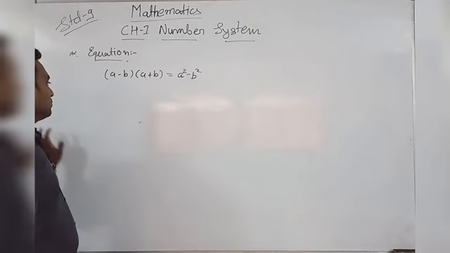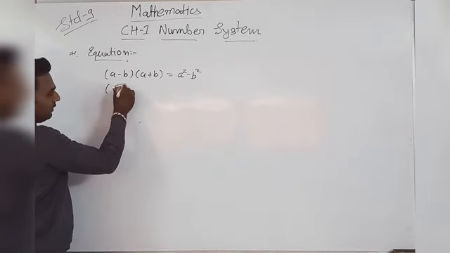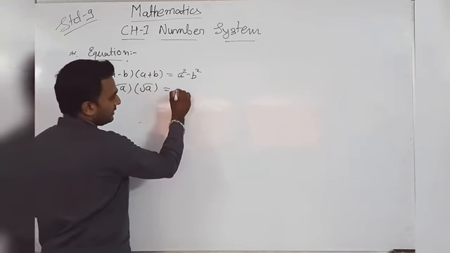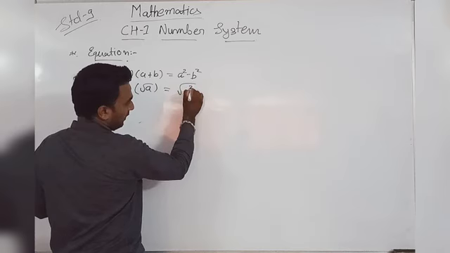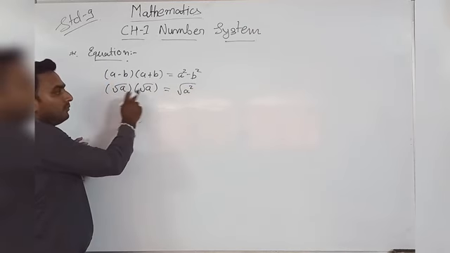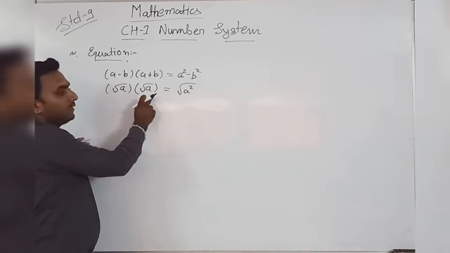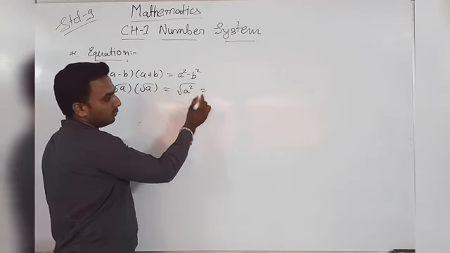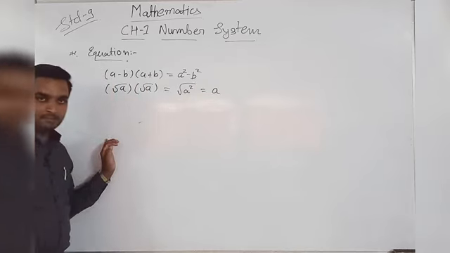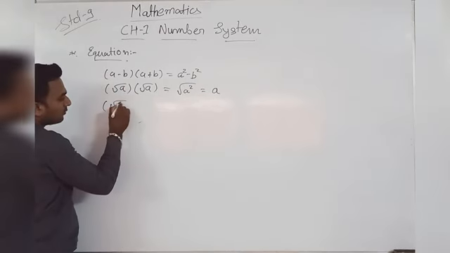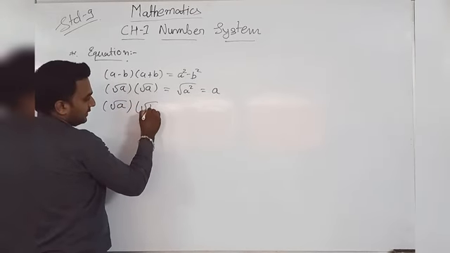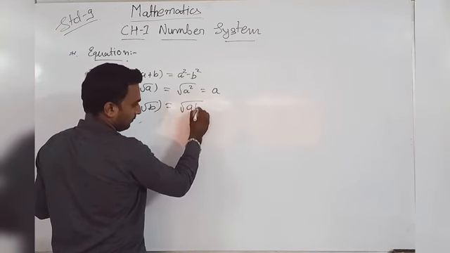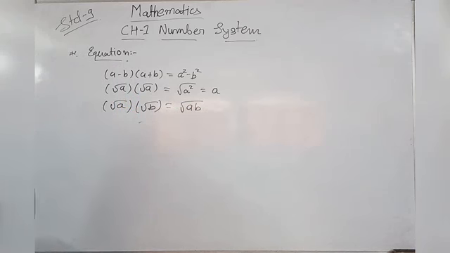Clear? Now suppose I want to do the multiplication, root A multiply root A. Then what happens? It is root A square, because root A multiply root A means root A multiply root A. Then the answer will be, square root and square both are cancelled, so the answer will be A. Then next, root A times root B, and the answer will be root AB. Clear?